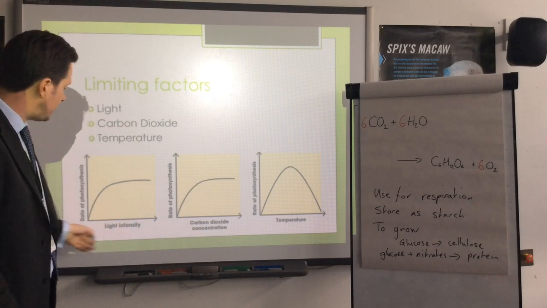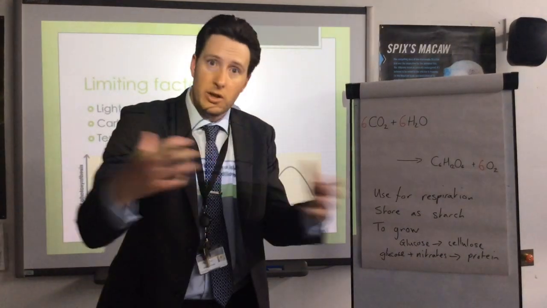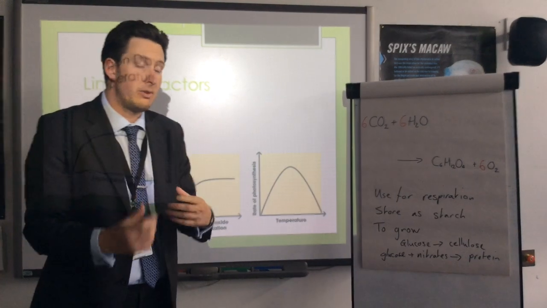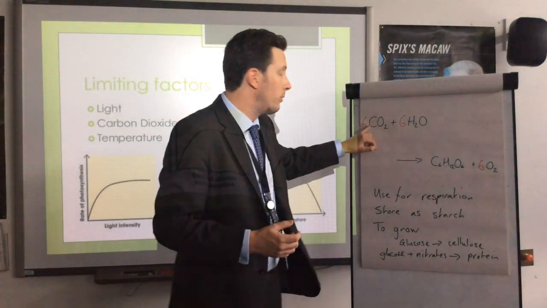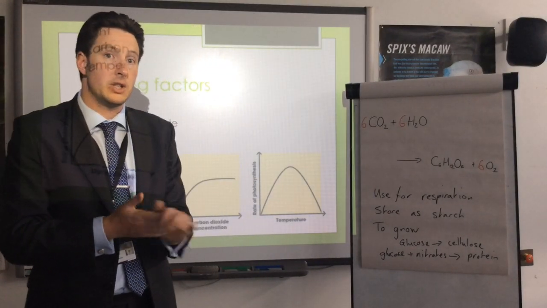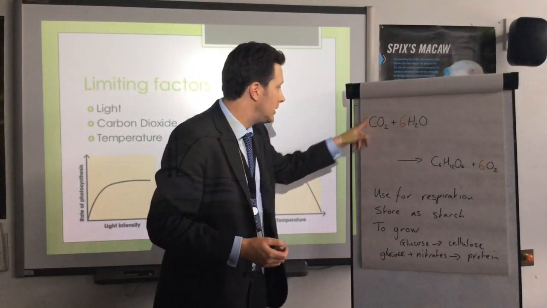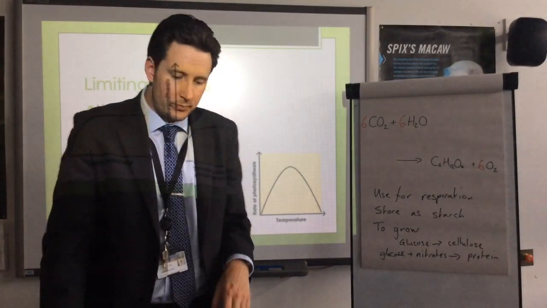What that means is, even though you're increasing the amount of light available, the plant's trying to do photosynthesis at a really fast rate, it can't actually do it any faster because it can't get any more CO2 to keep up with the speed it could do photosynthesis. So it can't get faster because carbon dioxide is limiting the speed it can go at.